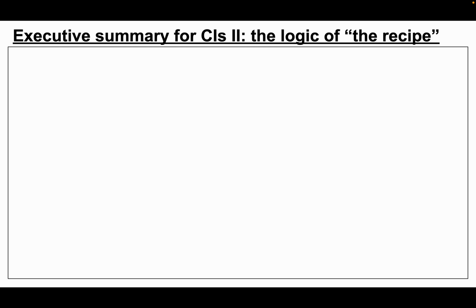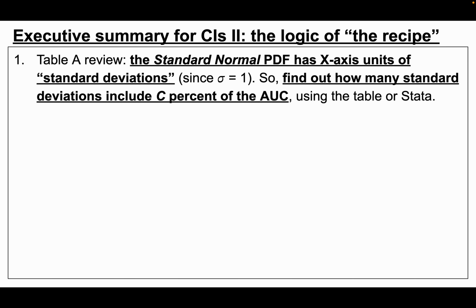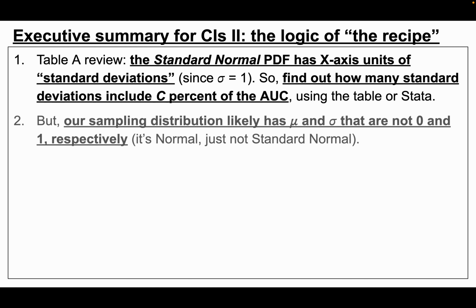So here's the logic of the recipe. Remember from table A that the standard normal probability density function, that normal curve, the bell curve, has x-axis units of standard deviations since sigma on the standard normal is equal to 1. So we find out, using table A or software, how many standard deviations include C% of the area under the curve. This is pretty routinized, so we'll very often use 95% as our level of confidence, which is what C% is. Those just mean the same thing. Sometimes we'll use 90, sometimes we'll use 99, but this isn't something we're going to spend a lot of time messing around with because this part's pretty standard.